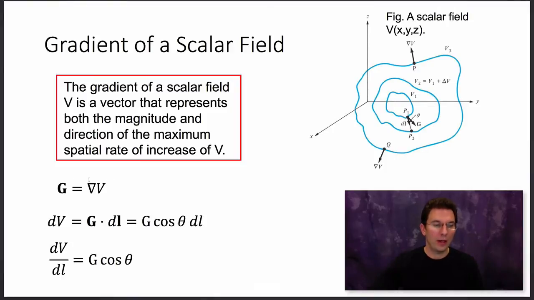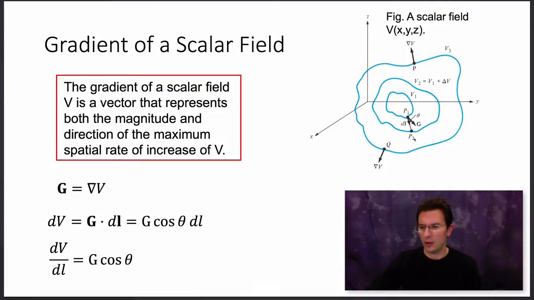So the gradient of v in whatever coordinate system you choose will be a vector g. That vector points in the direction of maximum increase of the field at that point. The direction of g is going to change depending on where you are in space. But another way of looking at that is if you want a little differential change in the scalar field here, you just take the gradient g dotted with dl.